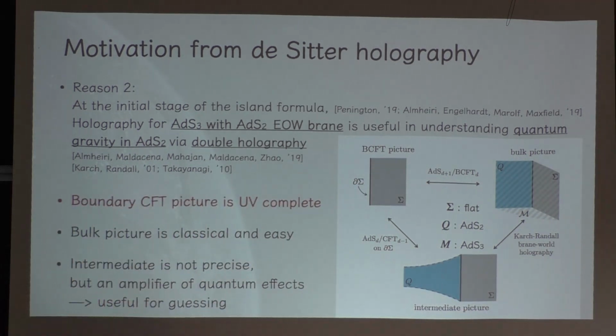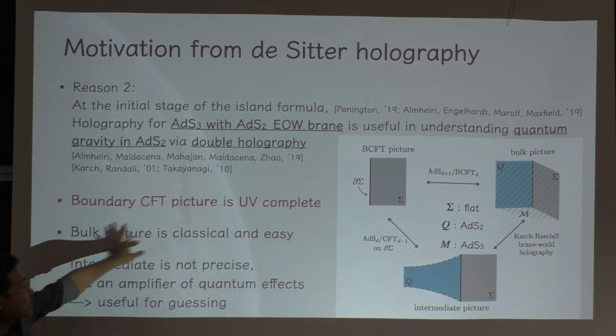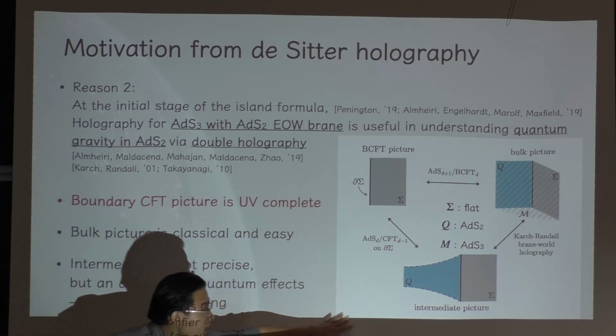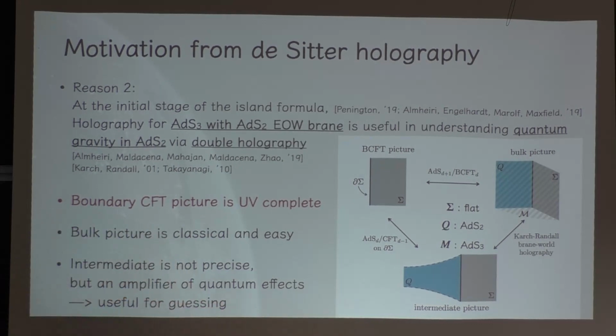This triality is not very precise, but it has something which is a boundary CFT, which is a BCFT. And this BCFT is totally well-defined, and it is UV complete. So no matter what happens in this kind of triality, we can always go to a UV complete picture to understand what's actually happening in all these pictures. Also, we have a bulk picture, which is AdS3, that turns out to be classical and very easy to analyze. This picture, I will call the intermediate picture.